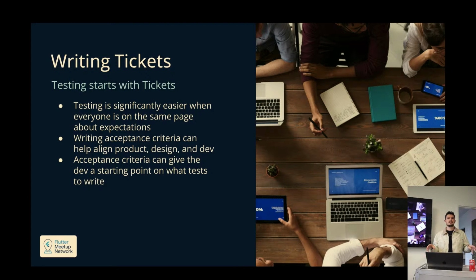And all three of these segments are going to have different needs. Design is going to want to design it a certain way. Product is going to have certain requirements on the user. So when we're all together and we can decide on the acceptance criteria, it just gets everyone on the same page. And also, acceptance criteria can give the dev a good starting point on what tests they should write. I'm not saying the acceptance criteria should be one-to-one to the tests, but there should be a test for every piece of acceptance criteria and then some that the dev would add in addition to that.